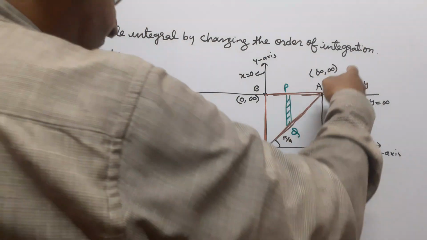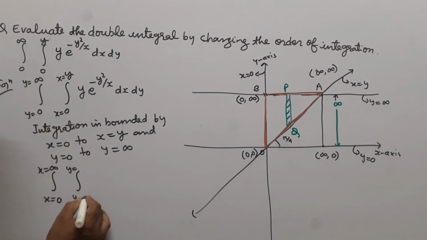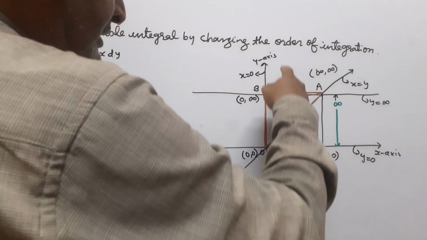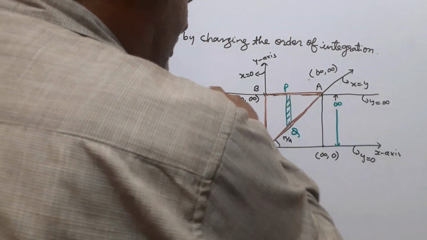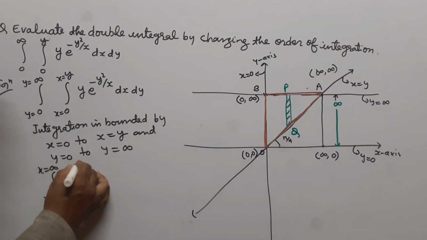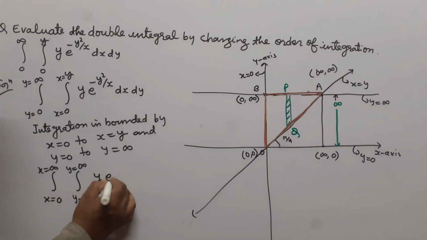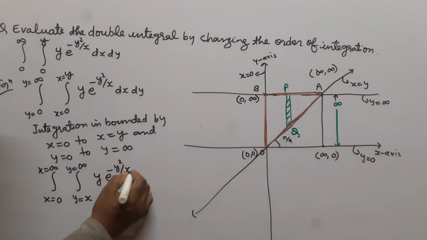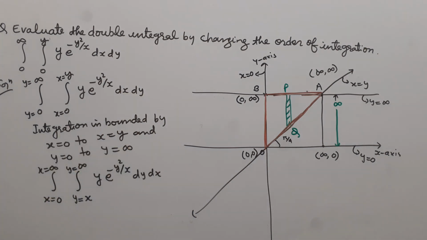So the lower limit of y we find from this line x equal to y. So y is equal to x here, and the upper end of this PQ strip is P, which lies on the line y is equal to infinity. So here the upper limit of y is infinity, and this y e to the power minus y square upon x, and this dx dy can be written as dy dx.